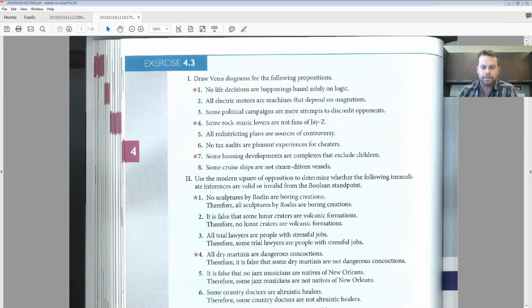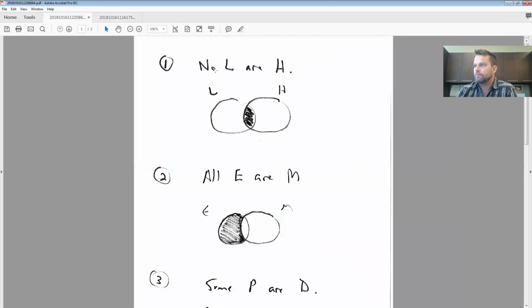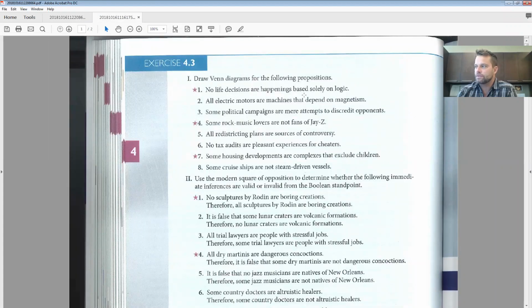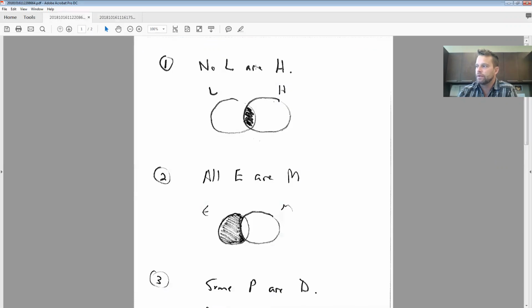It doesn't really matter what letters you use, but if we go back and forth here, no life decisions are happenings based solely on logic. So what I've used here is no L are H.